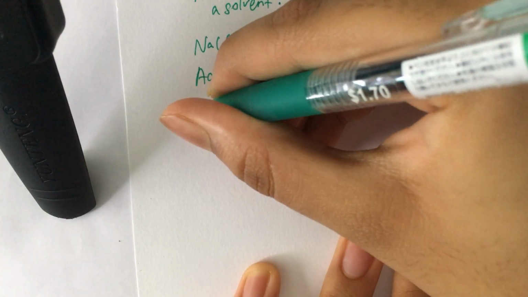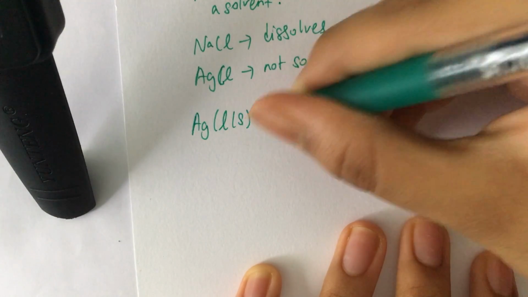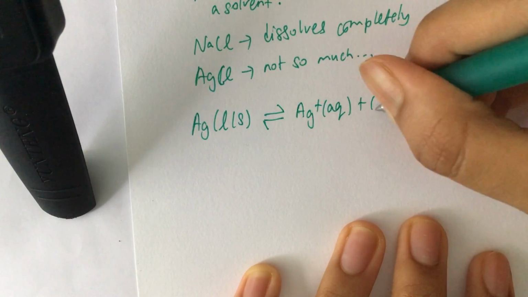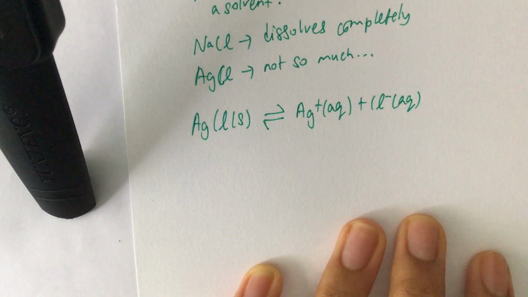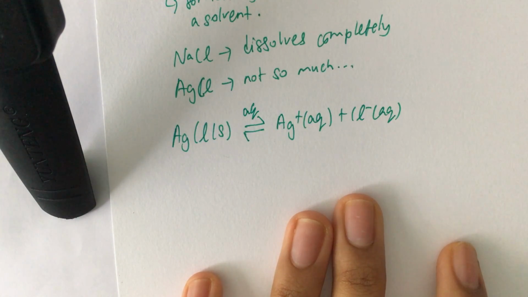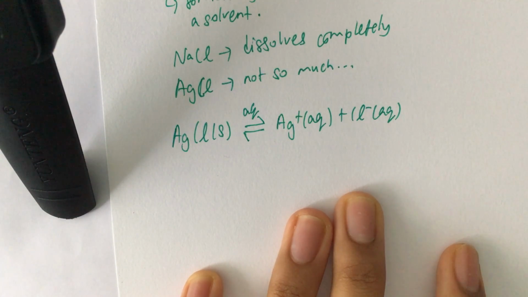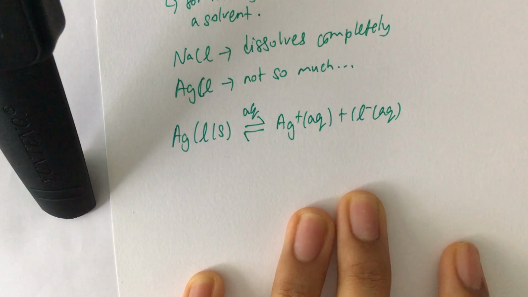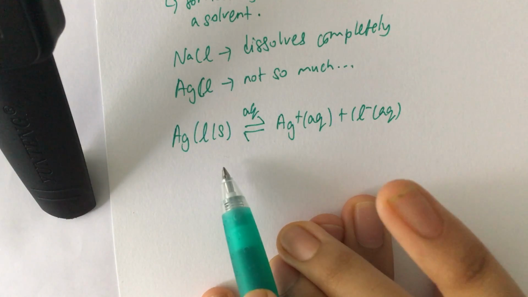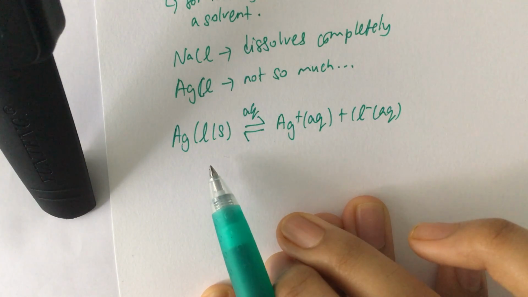In your equilibrium, we have the undissolved substance on the left, and then the ions that it will become if it gets dissolved on the right. We will look at that with an example later on, using the silver halide compounds, like silver chloride, silver bromide, silver iodide, and talk about it in greater detail later.